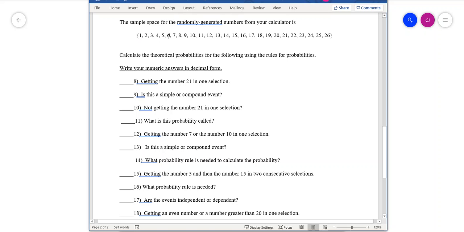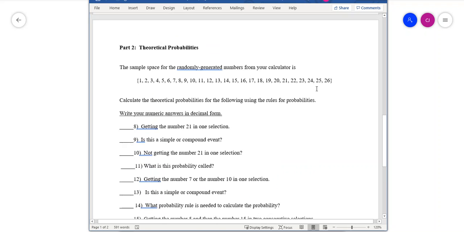I got the numbers 1 through 26 all written out. Now I'm calling it a sample space. This is not what I got when I did my calculator random number generator. This is not what came up. It would never come up like this. But theoretically speaking, what we're saying is that every one of these numbers is equally likely to occur. So if you have a true random number generator, they would be equally likely to occur. And we could do some theoretical computations here.